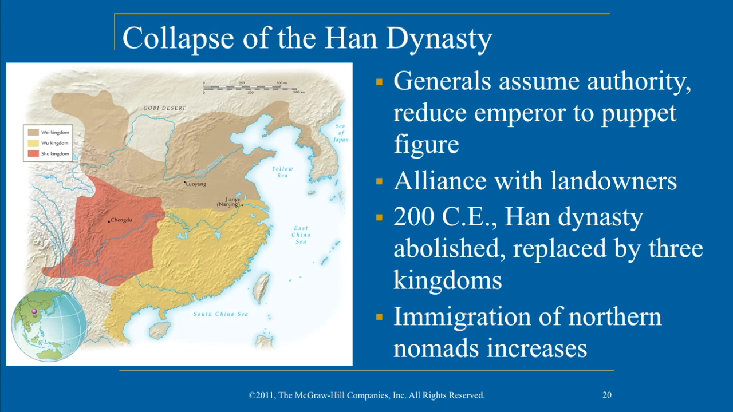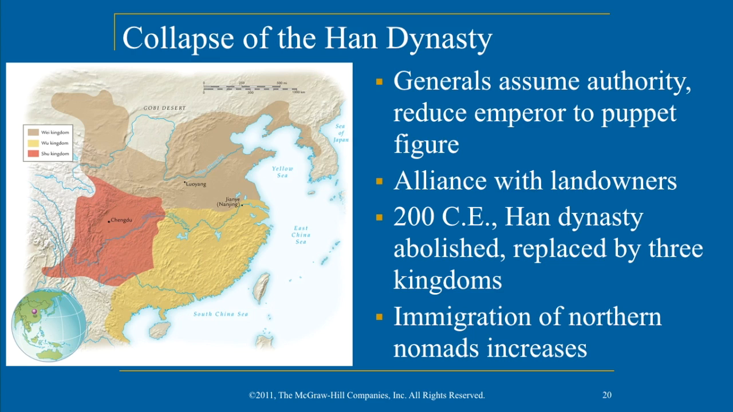The collapse of the Han Dynasty. Generals assume authority under the Han Dynasty and reduce the emperor to a puppet figure. He's not really any more powerful anymore. There's an alliance with landowners. Those generals basically say, hey, we have the big army. You keep doing your trading thing. Don't raise an army to fight us, and we'll be in charge, and we'll make this thing work. Around 200 CE, the Han Dynasty is abolished and replaced by three kingdoms.